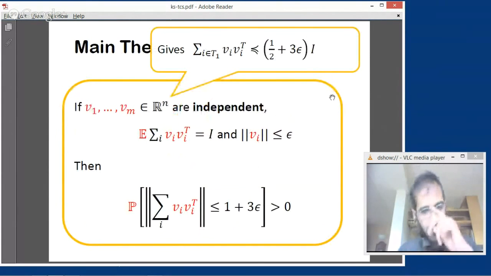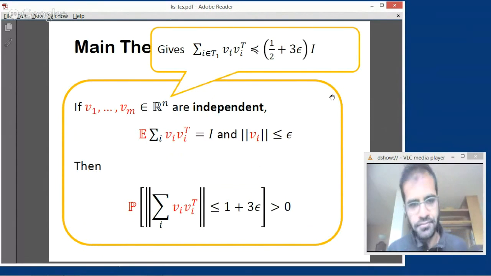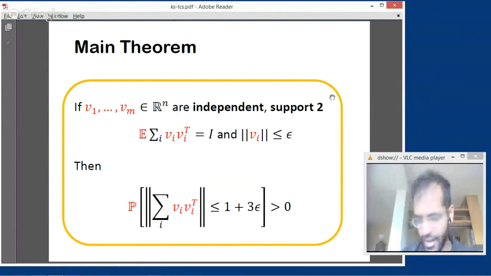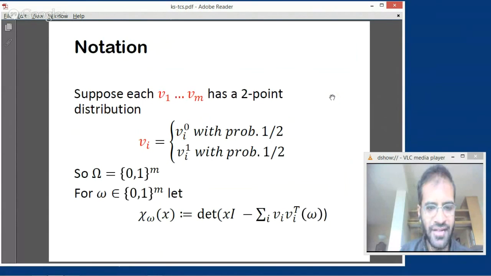Okay. So you want to think of this as an improvement of the Chernoff bound without the log factor, but also not with high probability. Okay. So I'm going to tell you about how to prove this theorem in the case when the vectors have support 2. What I mean by that is that each random vector v1 through vm has a 2-point distribution. It takes value vi0 with probability half and vi1 with probability half. This is certainly enough to do the Cadison-Singer thing that I talked about earlier. In our case, each vector is just going to place vi in the top block with probability half and in the bottom block with probability half.